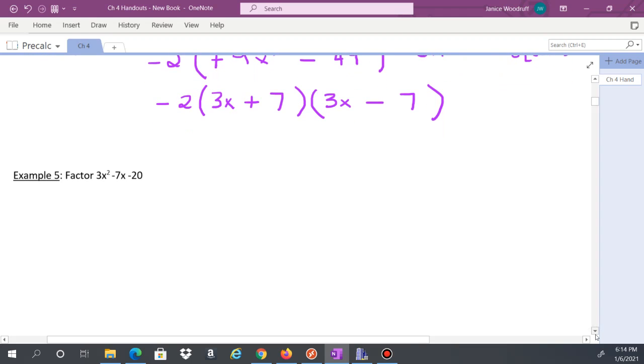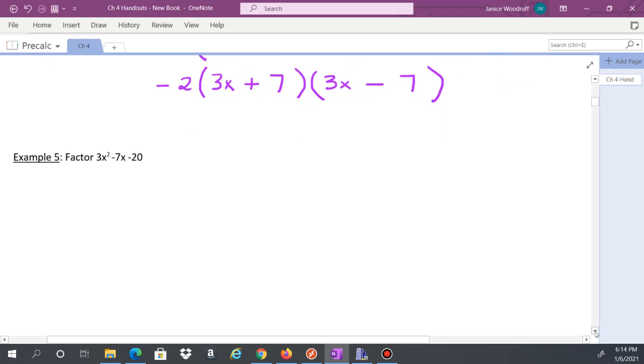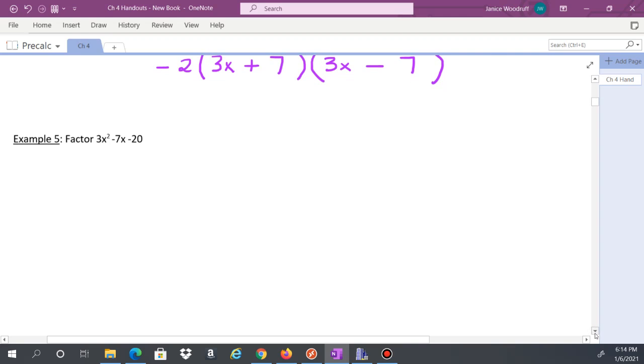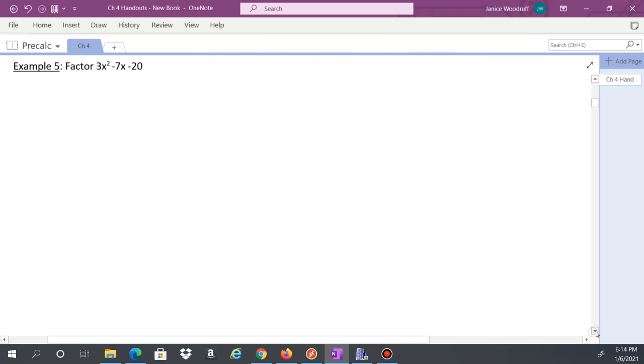All right. We'll start with the AC method. Okay, so this first method is the AC method, or it could be called the factor diamond, or the factor X method, or the X method. There's a lot of different words for it. But typically, here's what you're going to do.